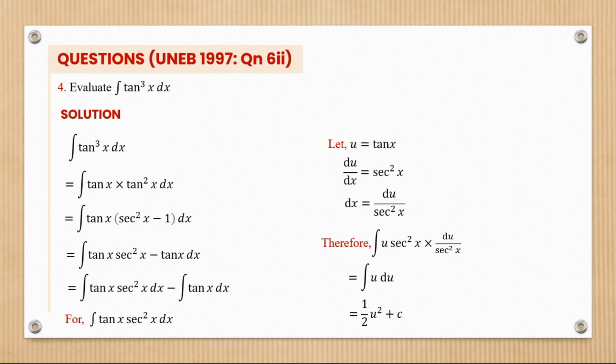If I integrate that, the integral of u is u squared over 2, so it will be equal to a half u squared plus c. But remember that u is tan x, so therefore I have a half tan squared x plus c. How about the integral of tan x dx?